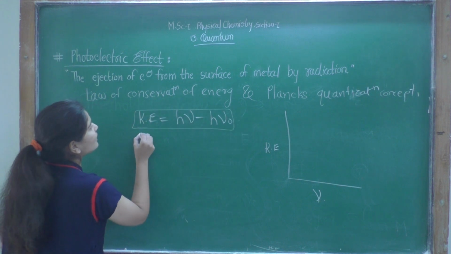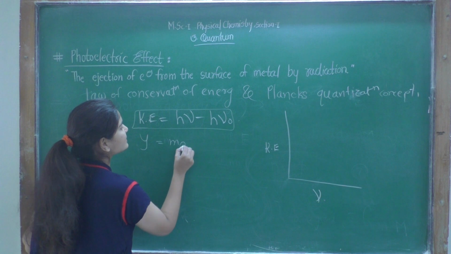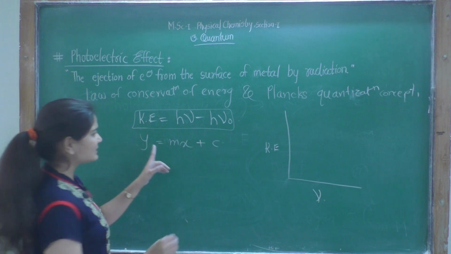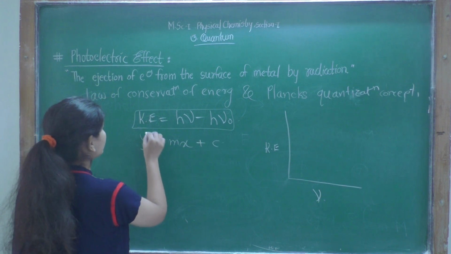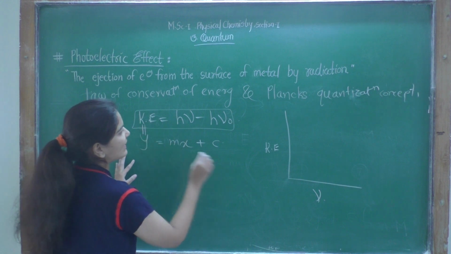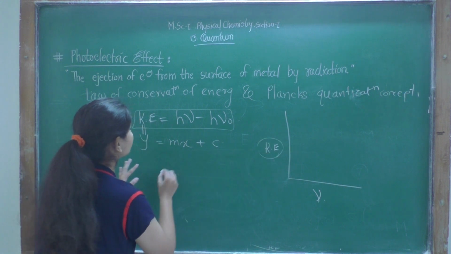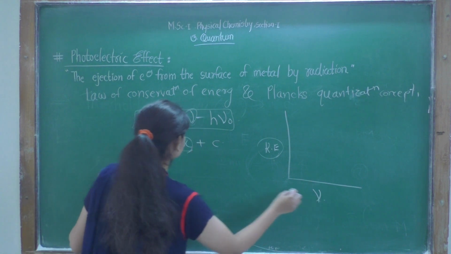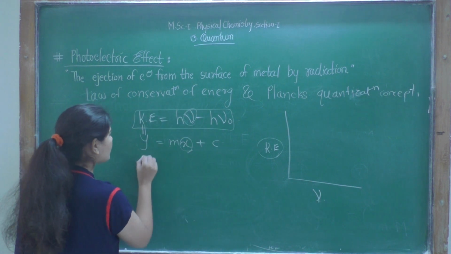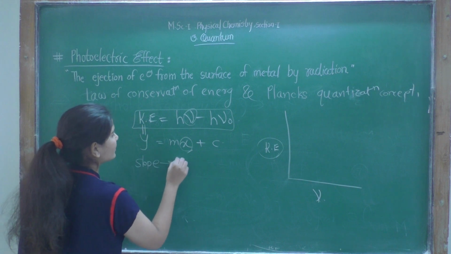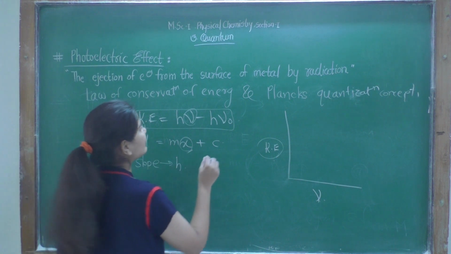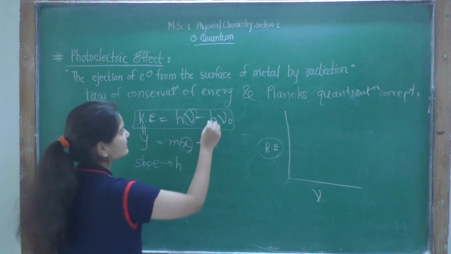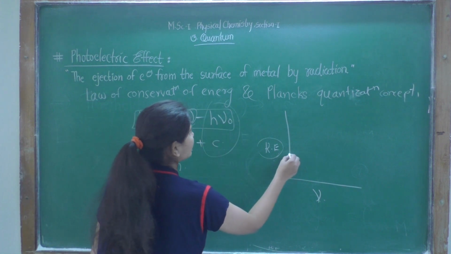Can you see? y is equal to mx plus c. This is the equation of a straight line. Now kinetic energy is y, so it is on the y axis. Frequency is x, which is on the x axis. Now what will be the slope? The slope of the line will be h. And what will be the intercept? c is the y intercept.